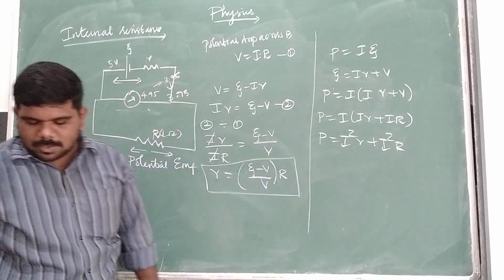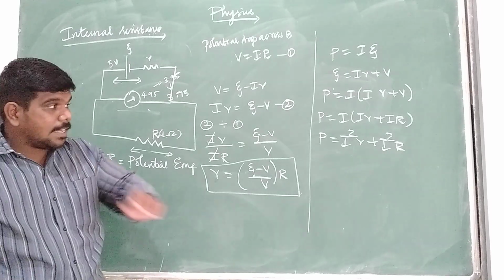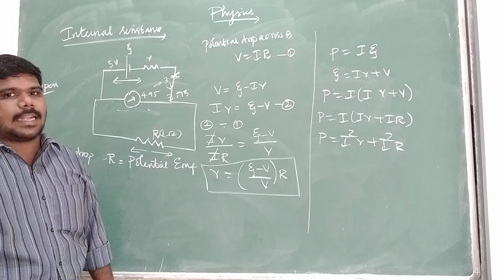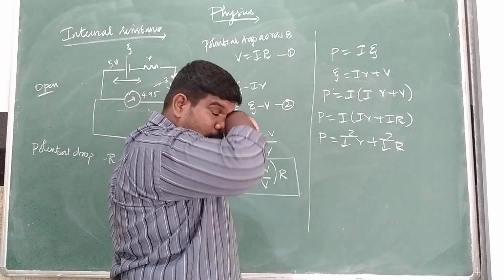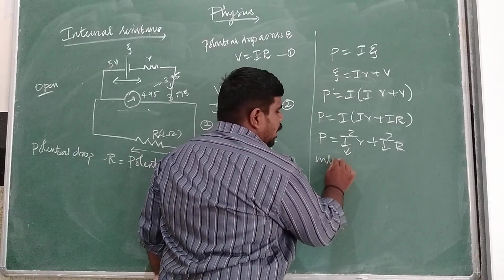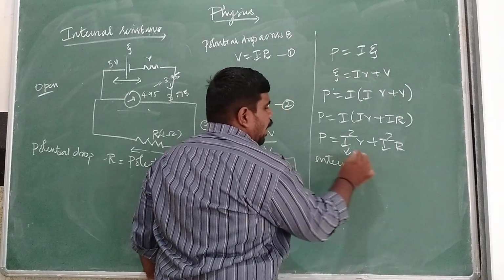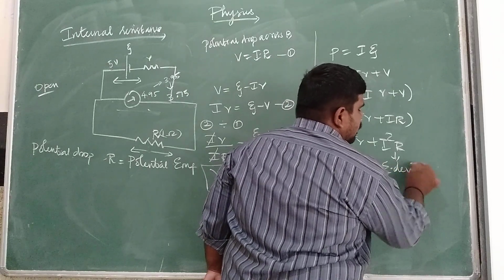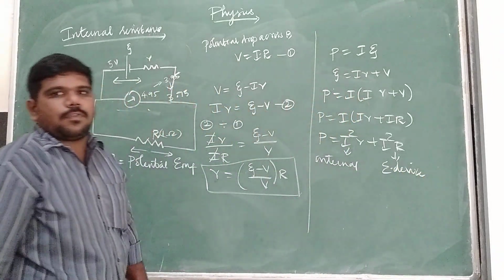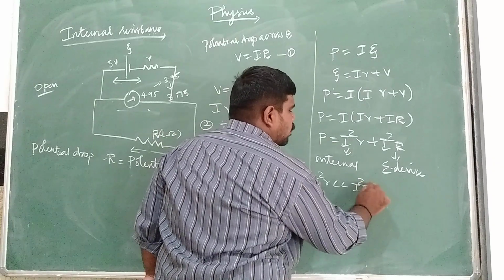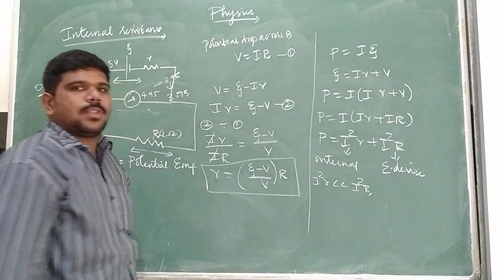Okay, now due to the internal resistance, the power delivered to the circuit is not equal to the power mentioned in the battery. For EMF ψ and internal resistance r, the power delivered to the circuit P is equal to I into ψ.